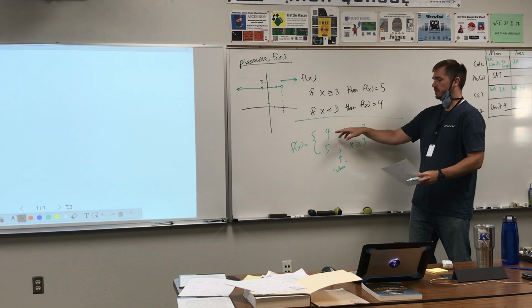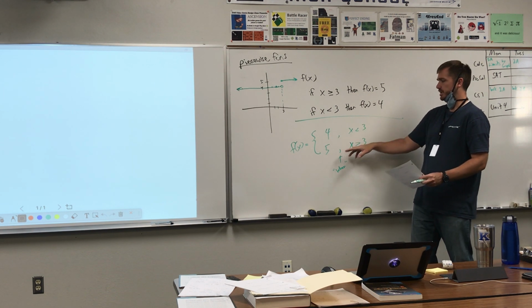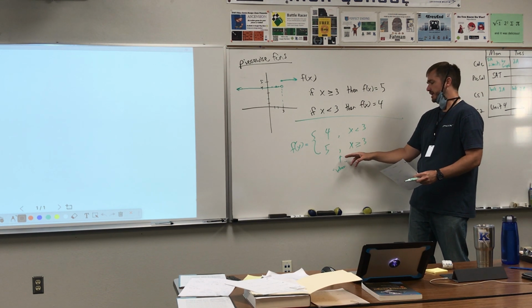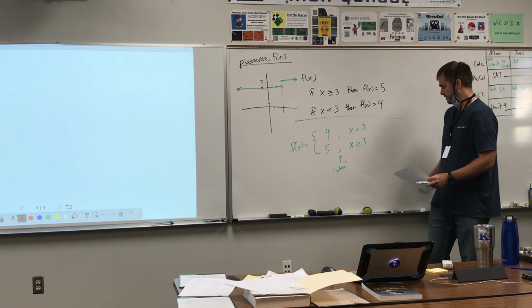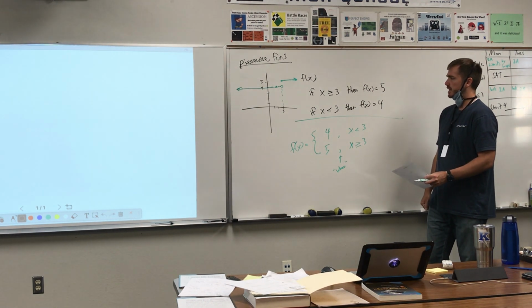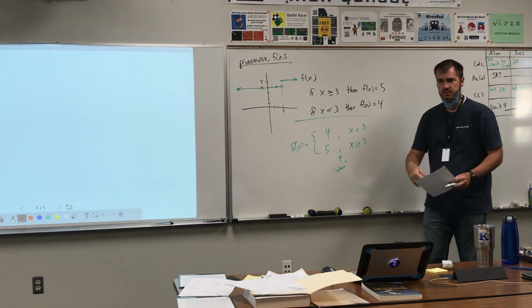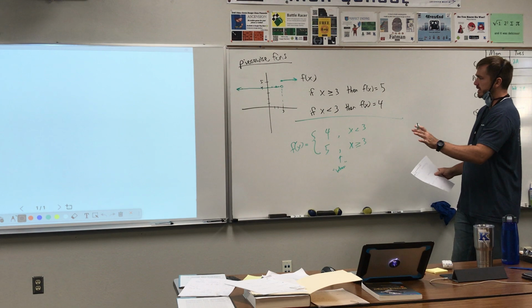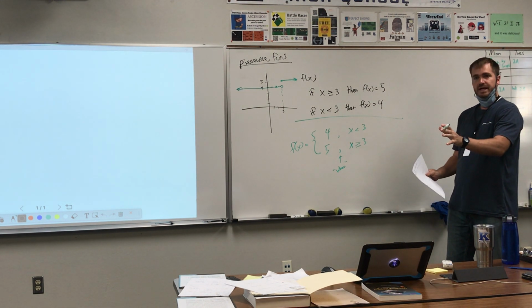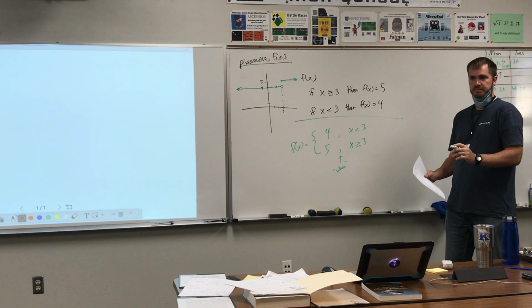f of x equals 4 when x is less than 3. f of x equals 5 when x is greater than or equal to 3. All right? Well, shoot, let's just run the whole story on this one, shall we? Let's do some limit analysis on this problem, okay?